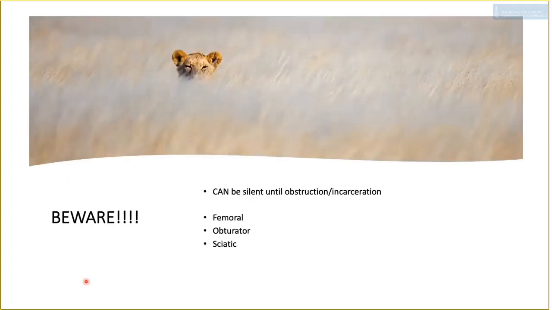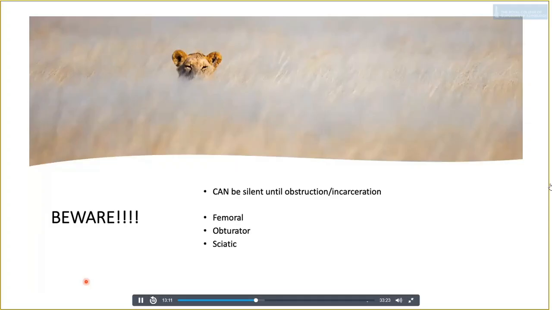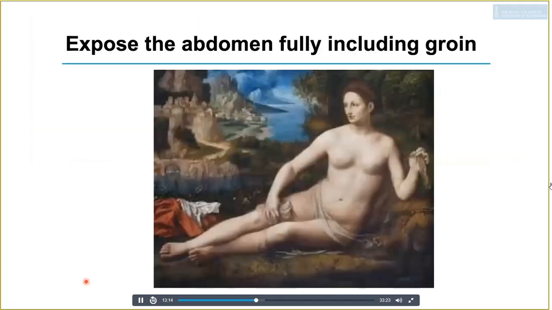So beware a hernia, because it can be silent until it causes problems, and they can be very big problems, namely obstruction or incarceration. That means the hernia is stuck to the hernia sac and you can't reduce it. So incarceration, irreducibility, bowel obstruction. And this is a particular risk with femoral hernia and also these rarer hernias in the pelvis, such as obturator and sciatic hernia.